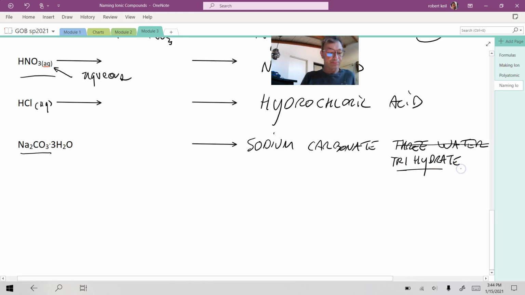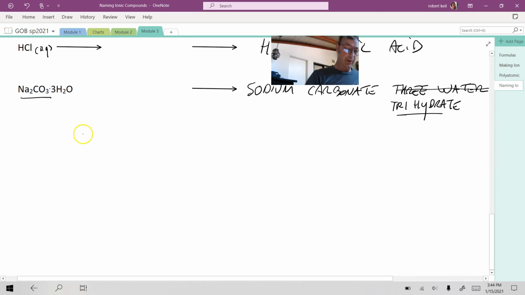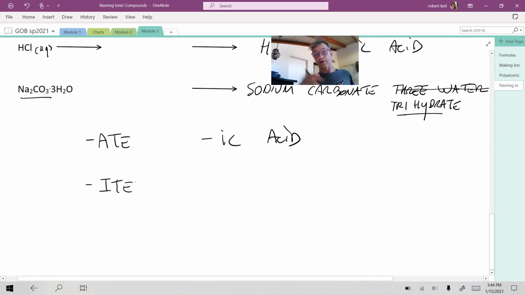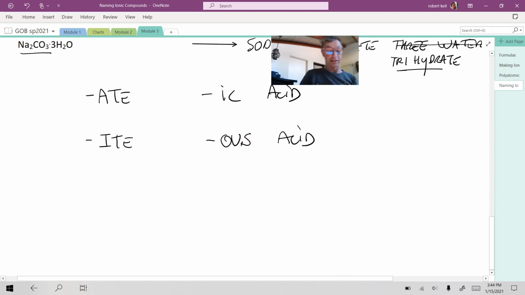That's all one word. Okay, quick thing on the acids. Generally speaking, if something ends in the word ate, then it becomes what's called an ic acid. If it ends in ite, sulfite, nitrite, it becomes an us acid. And I think it's best to just see examples.